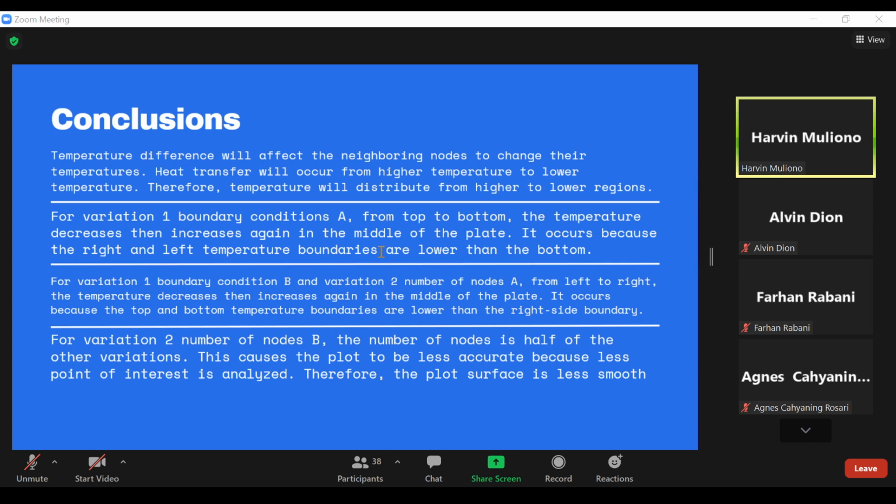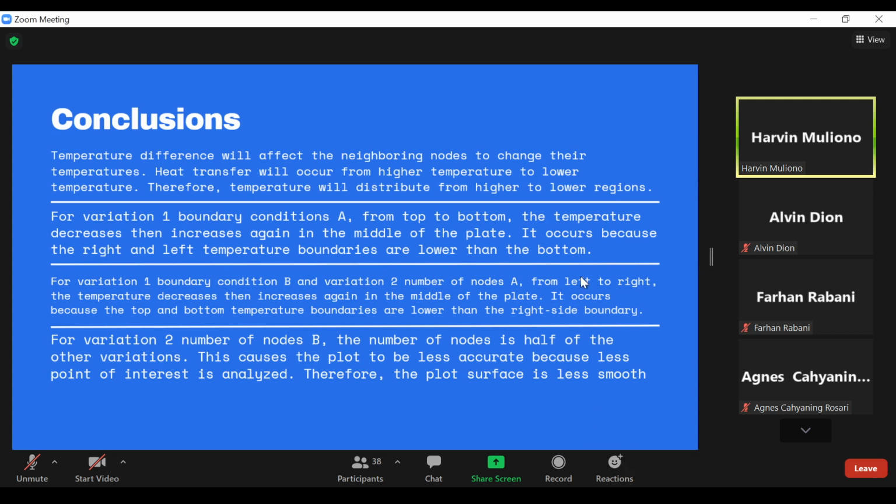For variation 1, boundary condition A, from top to bottom, the temperature decreases and increases again in the middle of the plate, and the lowest temperature is in the middle of the plate. It occurs because the right and left temperature boundaries are lower than the bottom boundary.